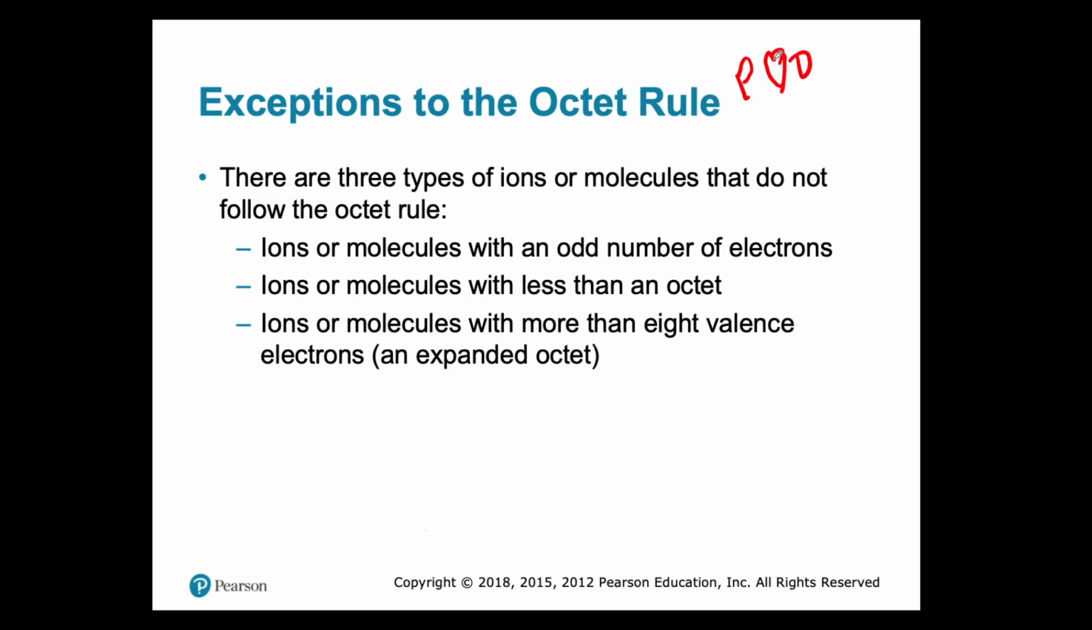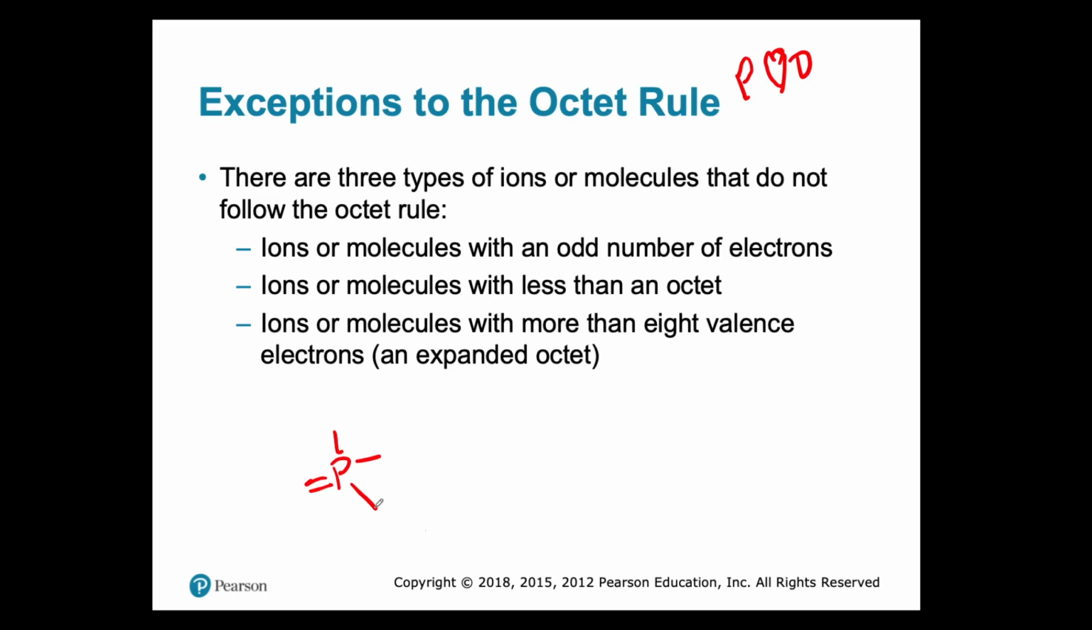But we already said last time, too, that it also can break the octet rule, right? It can do something like that, okay? The reason why is because once you get from row 3 below, you have more electrons you can play with. You have more electrons you can play with. So these are the exceptions to the octet rule.